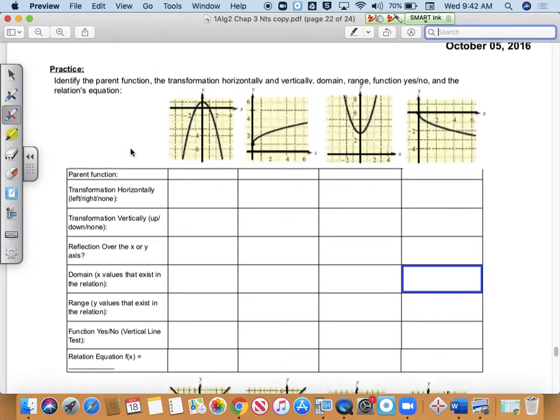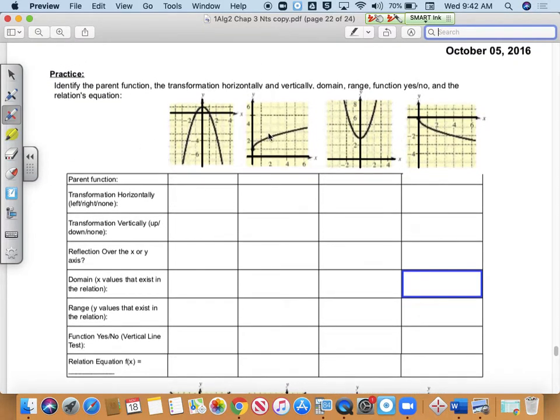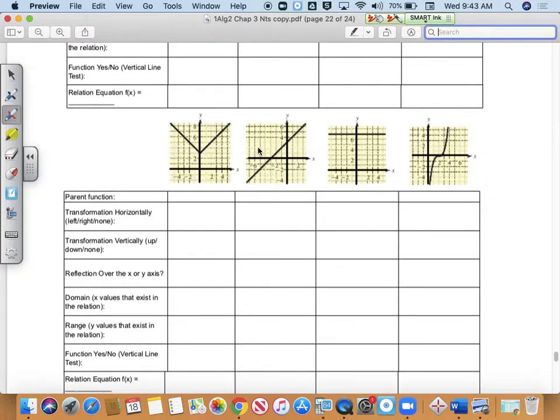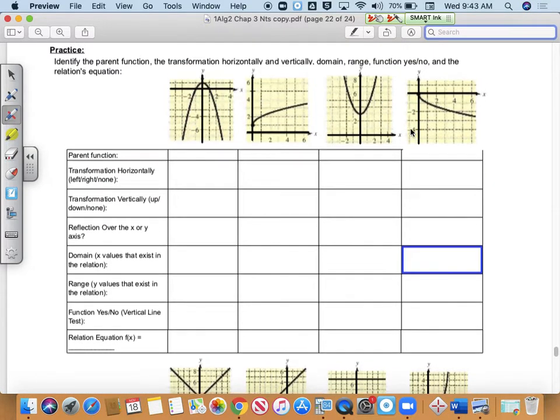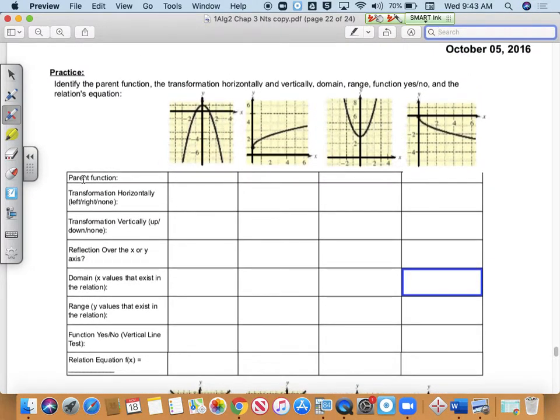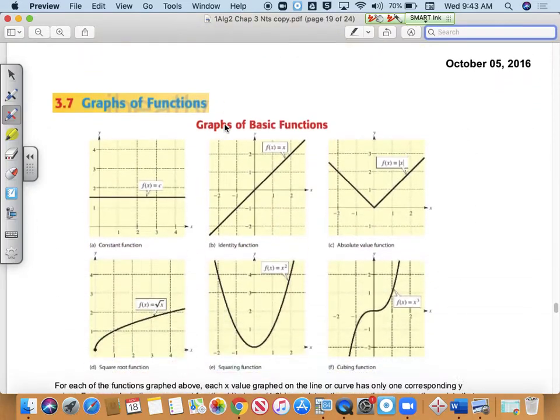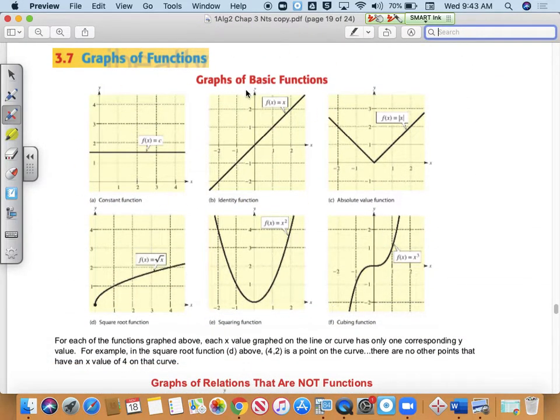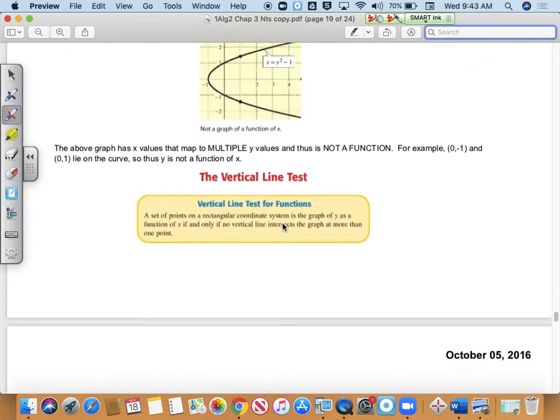So for these different questions here, I have 4 different graphs, and this chart is asking us to identify the parent function and then if these different things are happening. So looking at this graph, I would have to use my notes from previous pages to figure out what graph this is. So if I scroll back up to this page, here are the basic functions, and the first one looks like this one. So this must be the parent function here, which is f of x equals x squared.